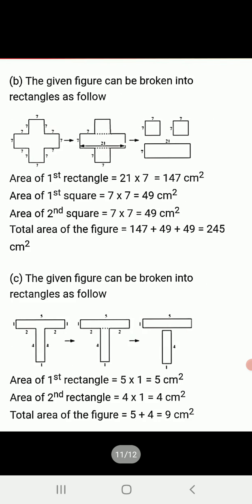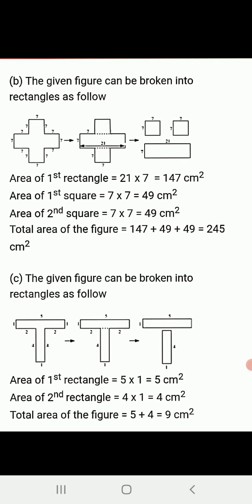A. Question B. Again, this particular diagram can be divided into 3 shapes, and one is a rectangle, the other two are squares. So for the first rectangle, the length is 21, breadth is 7. On finding the area of the rectangle using the formula length into breadth, you get 21 into 7, 147 centimeters square.